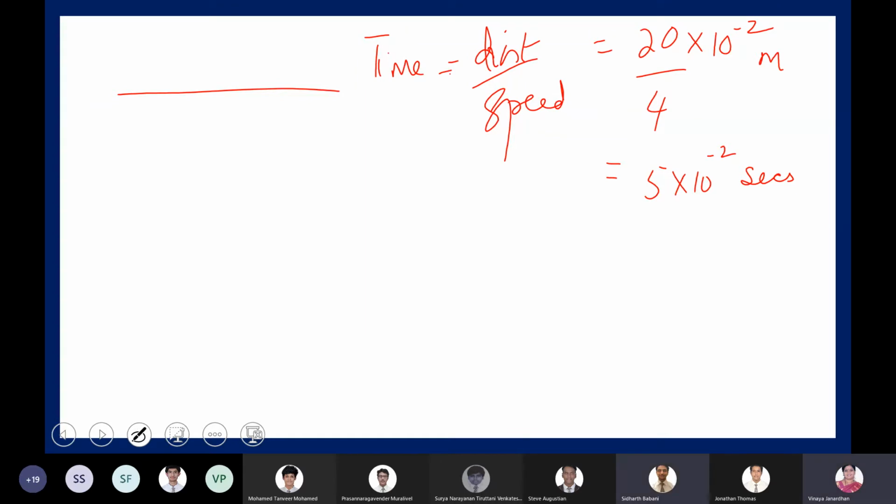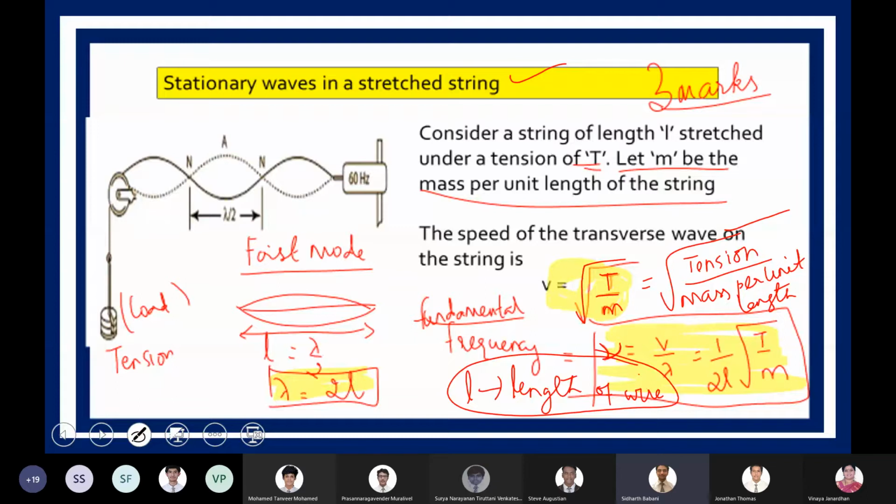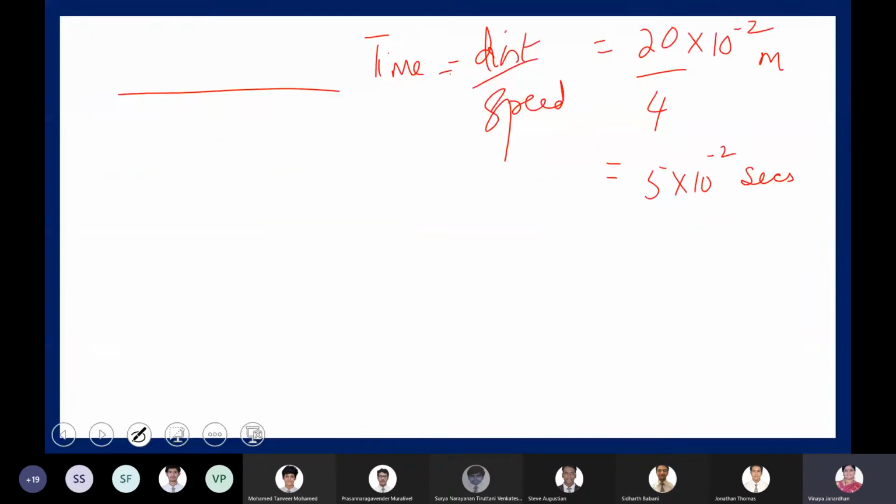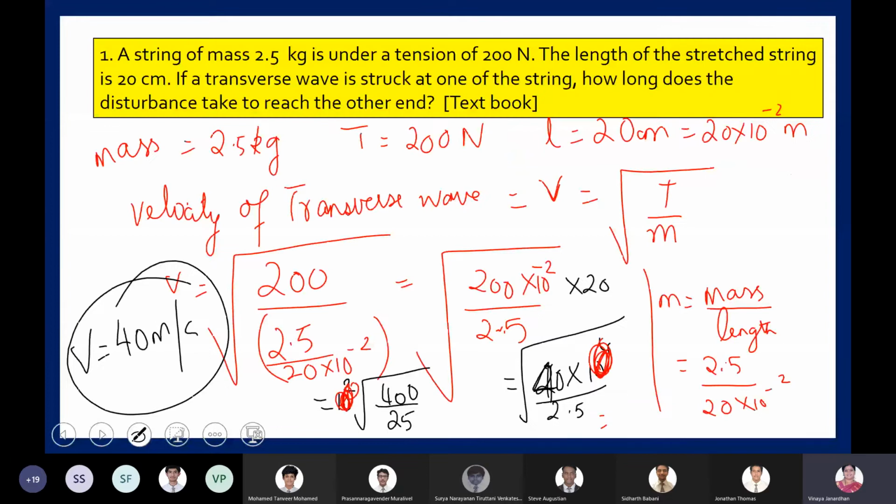Ma'am, in the textbook it's given as meters, but over here it's given as centimeters. That's okay, that's the problem. So if it is meters, you can directly use it. If it is centimeters, you have to convert it to meters. Since I've taken it as centimeters, you take it as centimeters and then convert it to meters.